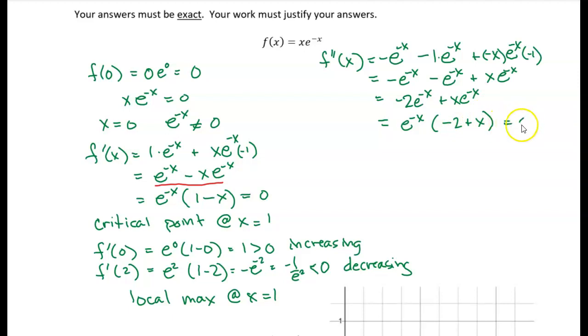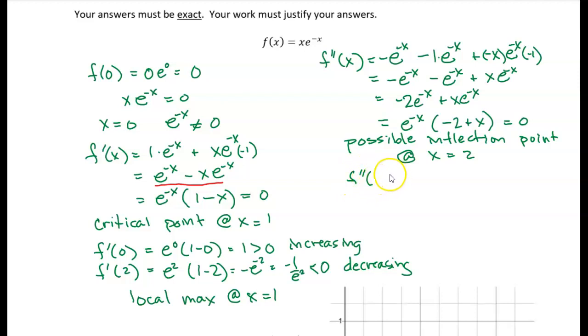So if I set that equal to 0, you can see again the e to the minus x can never be 0. So this is only going to occur when minus 2 plus x is equal to 0. So I have a possible inflection point at x equals 2. But I have to test it. I have to see if there's a change in concavity on either side of 2. All right, so let's evaluate the second derivative at some points on either side of 2.